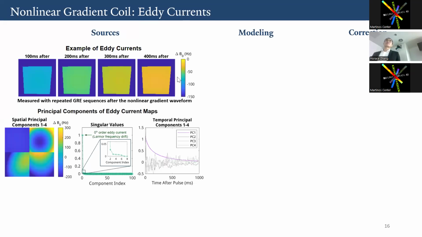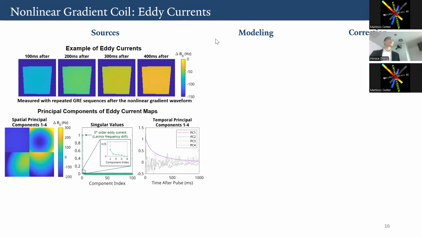Now, eddy currents is another huge concern. Actually, this is something that people always blame when you don't know how to explain it. But here we have built a very accurate model of eddy currents. So eddy currents do not only come from the imperfect waveform from the nonlinear gradient itself, but also from the coils that it couples with. So this is the example of a few dynamic eddy current maps that we measured.